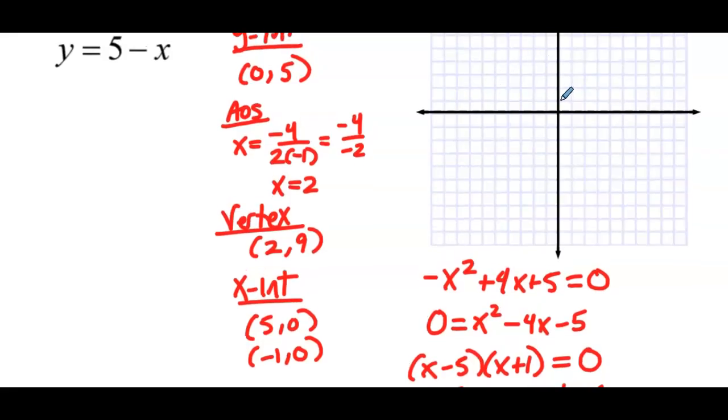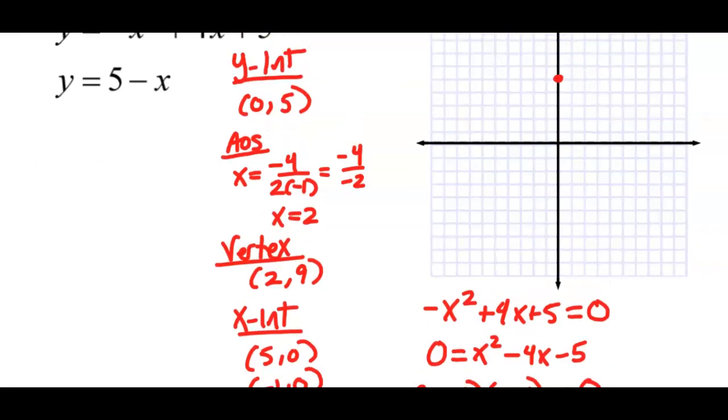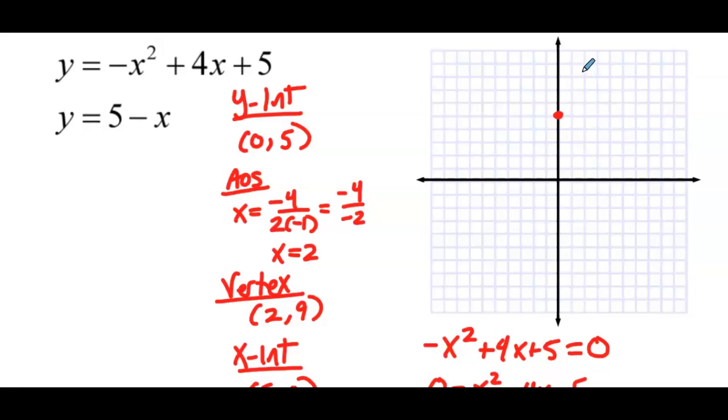So let's plot our points. So 0, 5, 1, 2, 3, 4, 5. There's our y-intercept. 2, 9. There's our vertex. Negative 1, 0. And 1, 2, 3, 4, 5, 0. The y-intercept is 2 to the left of the axis of symmetry, so we'll go 2 to the right. So that's going to be the point 4, comma 5.